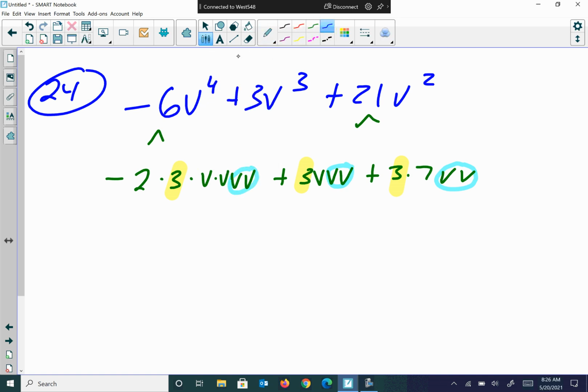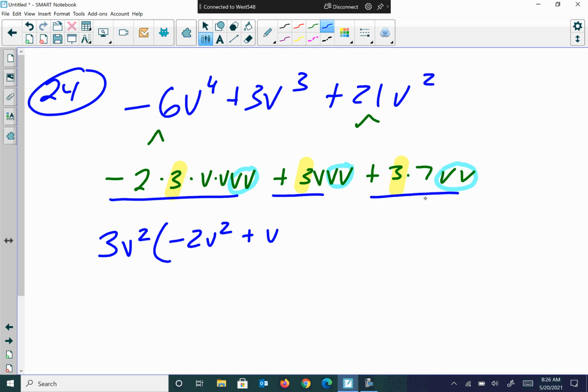Agree? So that means that there's a 3, and VV is V squared. And then what do I have left? Well, here I have negative 2V squared plus V plus 7. And that one's done. 24, 3V squared. Which one do you think it is? D?